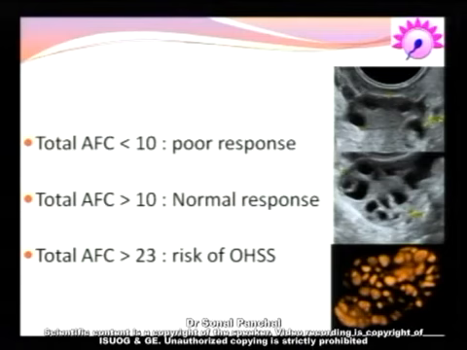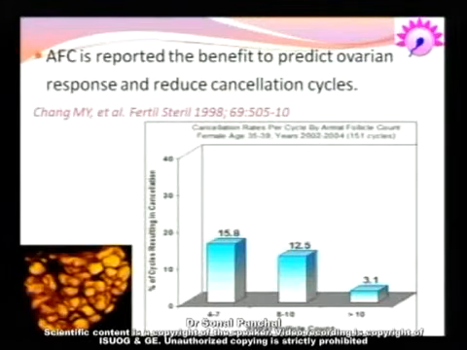Total AFC, if less than 10, is known as a poor response. Between 10 and 20 is a normal response, and more than 23 is a risk for OHSS.